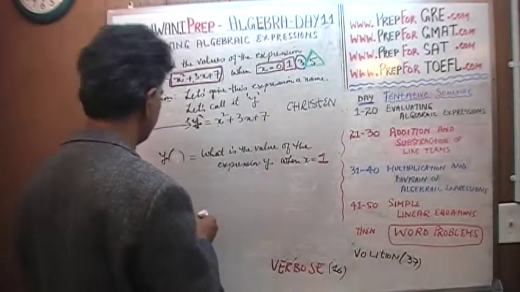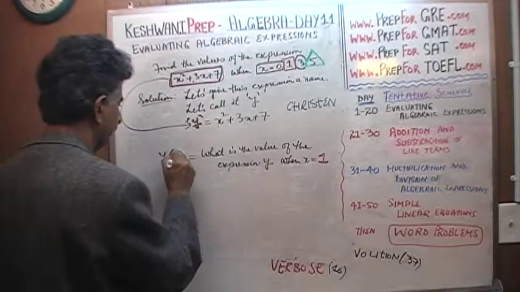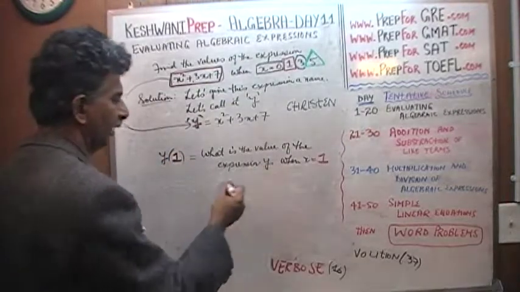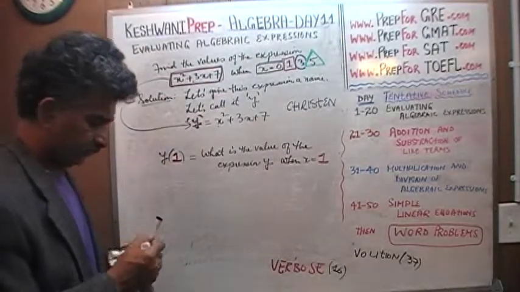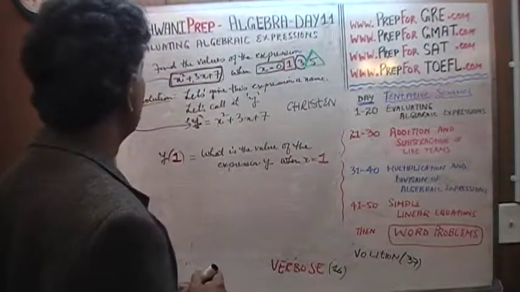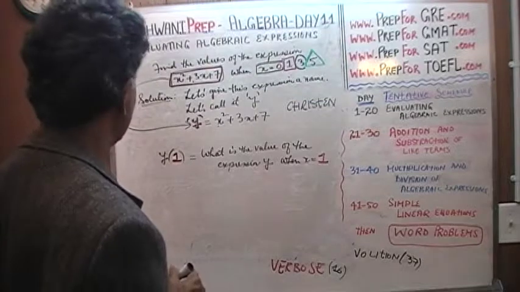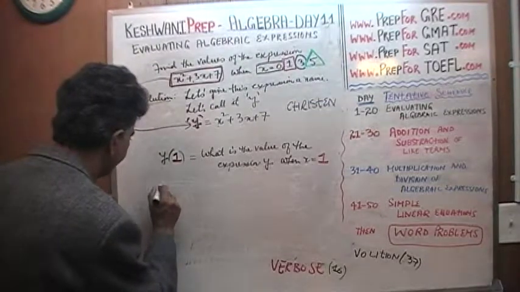Let's put this back in here so we can see it. Y of 1 means what is the value of the y expression when x happens to be 1. Let's do it then one by one. I need a lot of room. I need to erase stuff and I don't know what to erase. Let's start with y of 0.